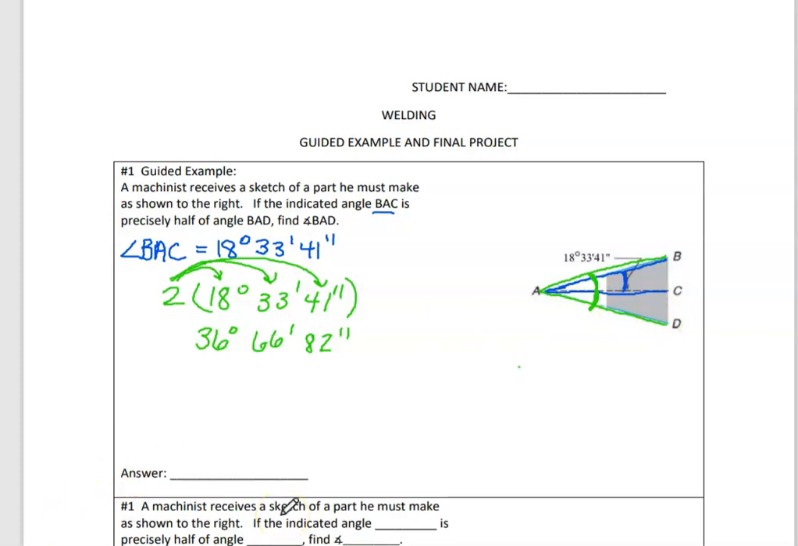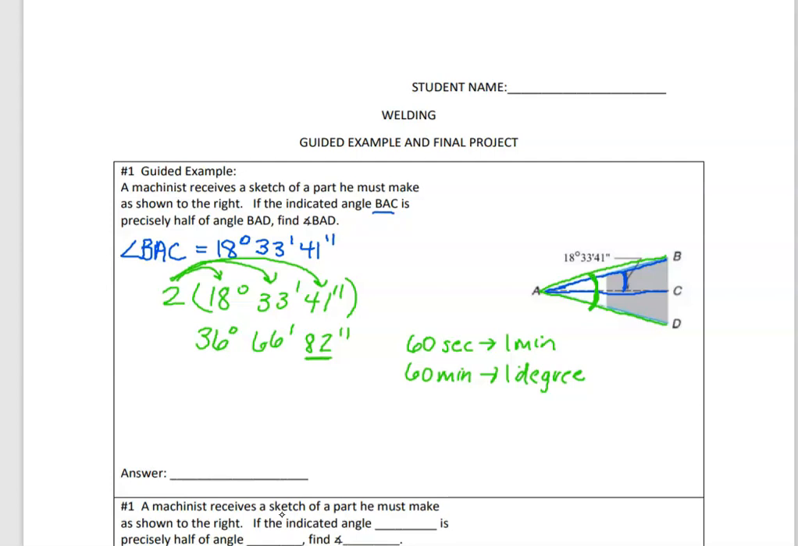I know that this is weird that they're called seconds and minutes, but it's very similar to time, in the aspect that this represents our seconds, and there are 60 seconds in 1 minute, and there are 60 minutes in 1 degree. So when we look at this, we want to start on this side and ask, do I have more than 60 here? Well, yes, I do.